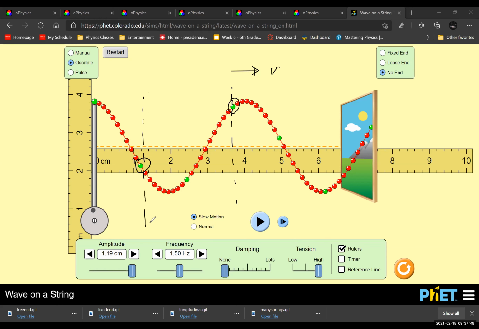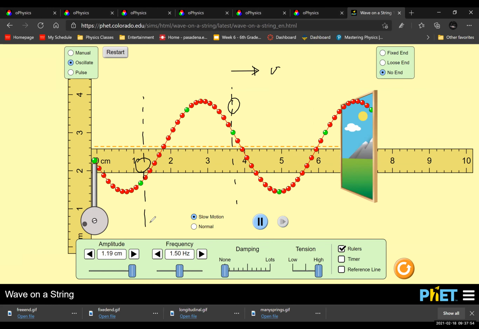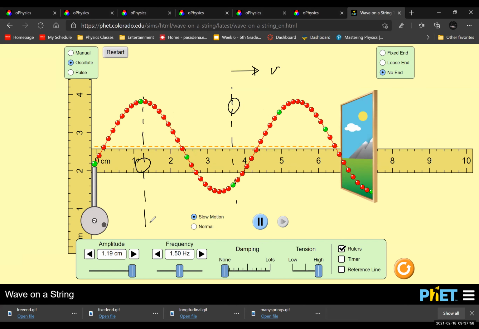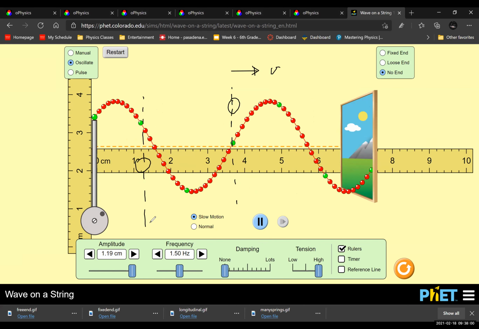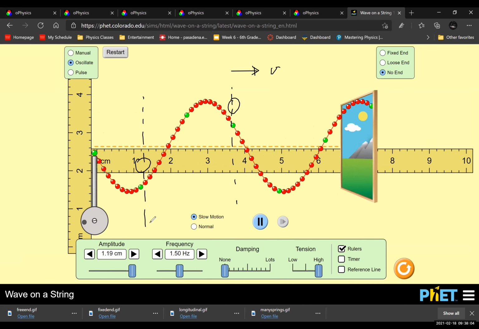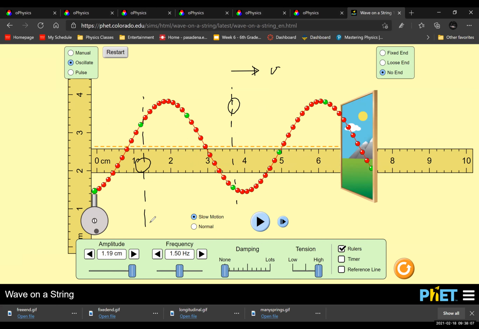So let's look at it again. See those green marbles? They just go up and down, up and down. But the wave itself, you can see the crest, is definitely moving. So one thing I can do here is pause, and look at how this crest goes from here to there, for example.